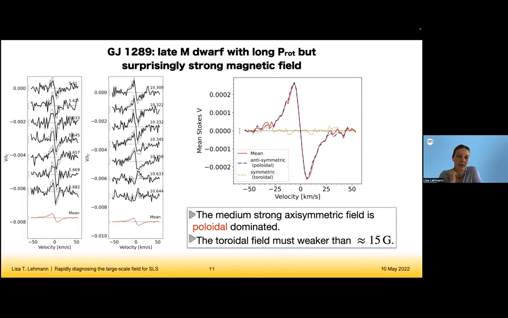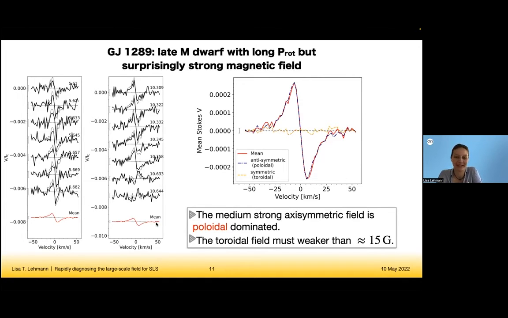But we see a completely different picture. For this star, SPIRou was observing this target over the last 3 years, providing us an incredible data set of over 200 polarimetric spectra. And I show on the left just a couple of these together with the mean profile.